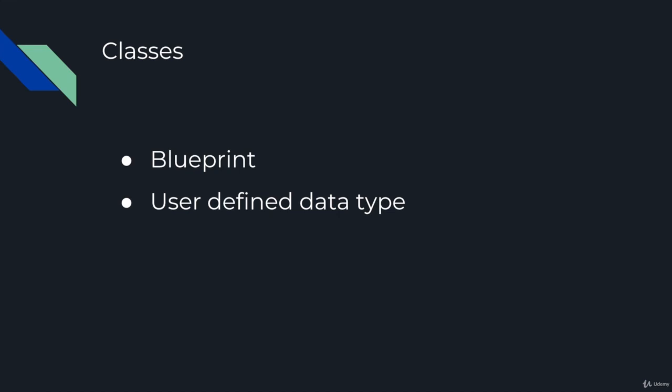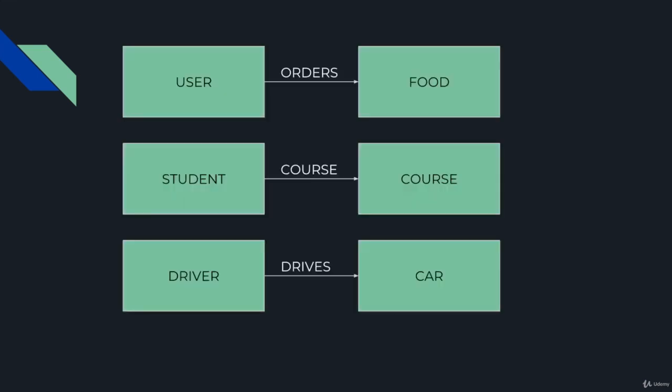But why do we need these classes and objects in programming? Classes and objects make it very easy to simulate real-world scenarios in programming, and they are the building blocks for object-oriented programming. Let's take a look at some real-world scenarios as an example. Some real-world scenarios that I have mentioned here are: a user orders food, a student can enroll in a course, a driver can drive a car.